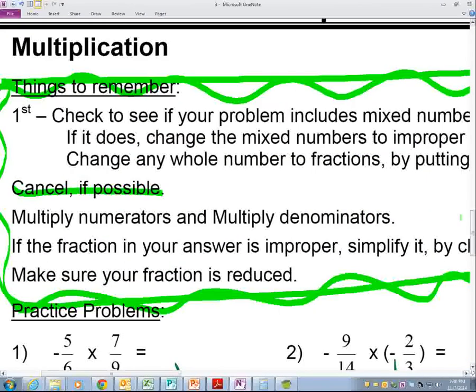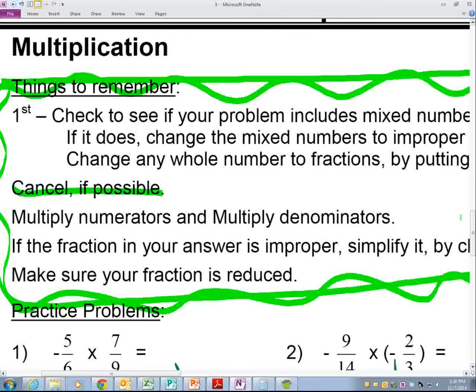Multiplication and division is so much easier. No, it's not. Yes, it is. With fractions, it's so much easier than addition and subtraction. You do not need to find the common denominator, and that's what the whole work of addition and subtraction was that we were doing. We don't have to find the common denominator this time.